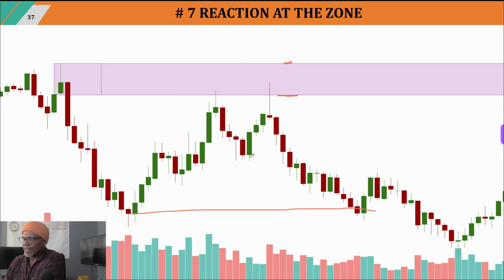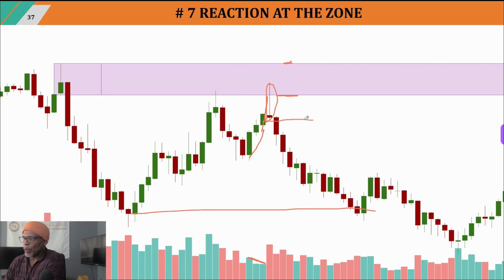But the thing that we see coming into the zone, see these three candles? Look at the volume drop off. That's a sign that coming into this zone, we have weakness as far as demand. Demand is weakening. Supply is starting to show itself, starting to become stronger. And then finally, boom, there it is.